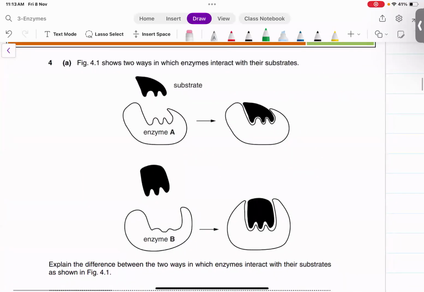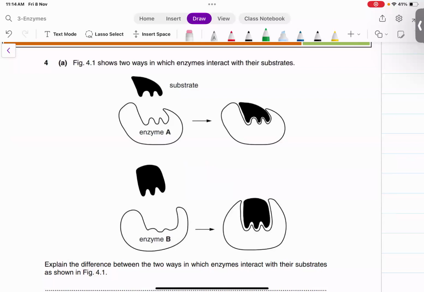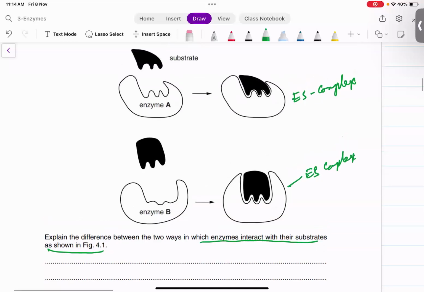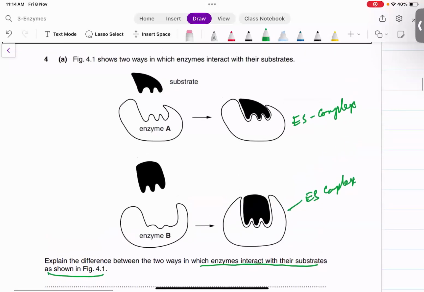We have another question. Figure 4.1 shows two ways in which enzymes interact with their substrate. Enzyme A and a substrate. This is an enzyme substrate complex, ES complex, and this is also an ES complex. So explain the difference between the two ways in which enzymes interact with their substrates as shown in figure 4.1. Can you explain the differences in these two? What is this model and what is this model?